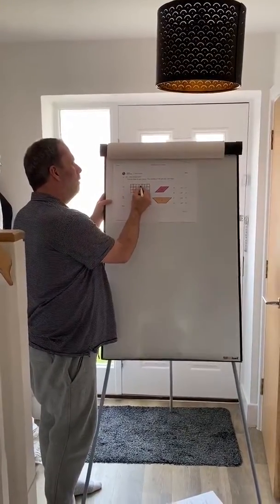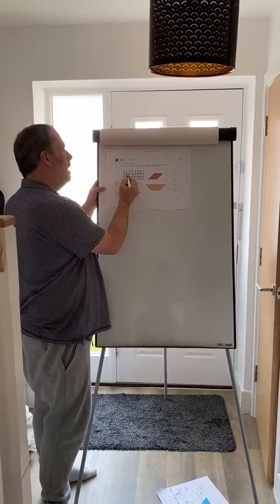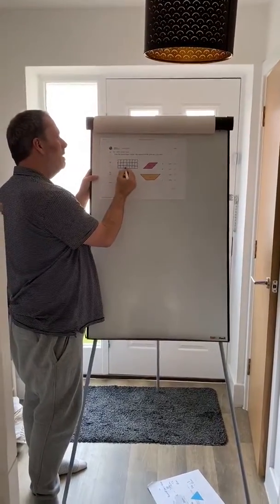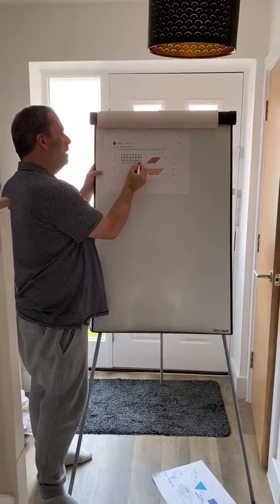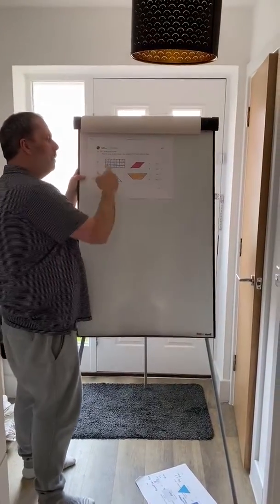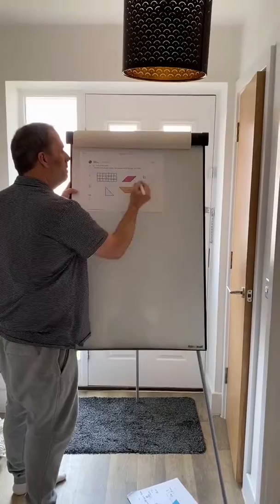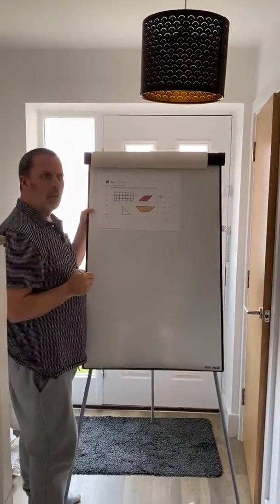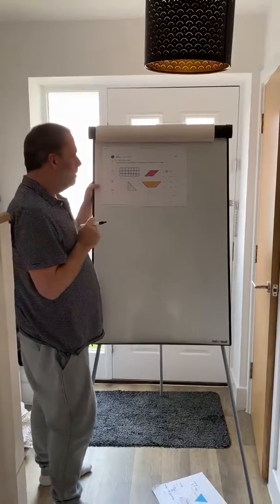1, 2, 3, 4, 5, 6, 7, 8, 9, 10, 11, 12, 13, 14, 15, 16, 17, 18, 19, 20, 21. So the area of this rectangle is 21 centimetres squared. Now these other shapes, you can work out the area by counting number of squares.